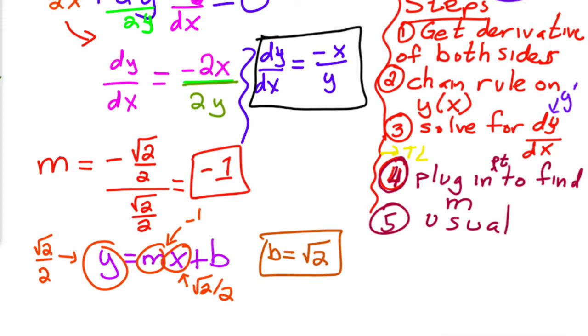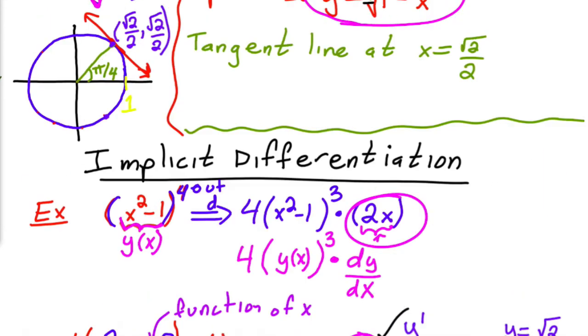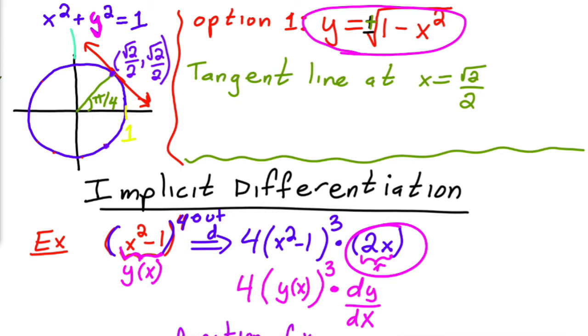So then in the end, my tangent line is going to be y equals negative 1 times x plus square root of 2. And if we go back to our picture, negative x plus square root of 2 looks about right. What we're saying is that the y-intercept would be square root of 2, and the slope of this line is, well, it is exactly negative 1. And that's it.